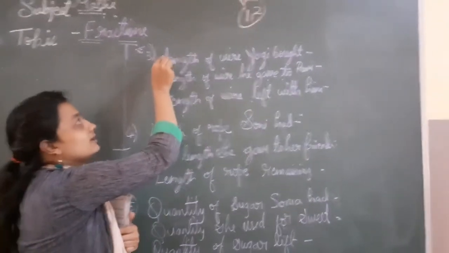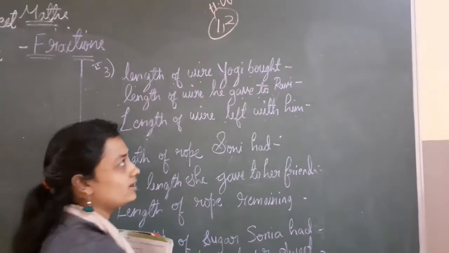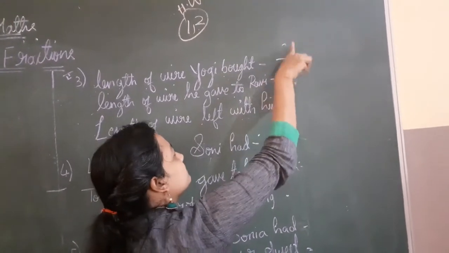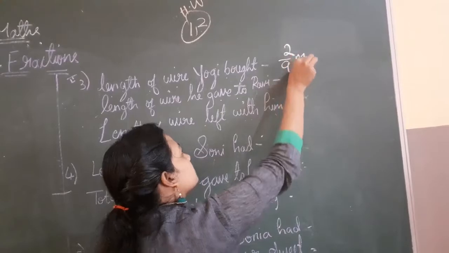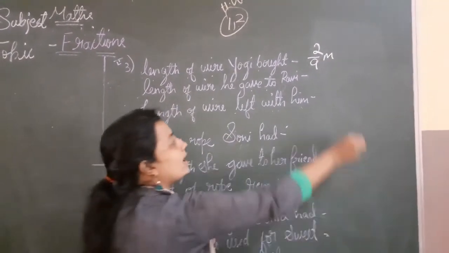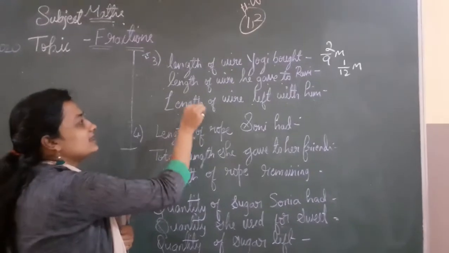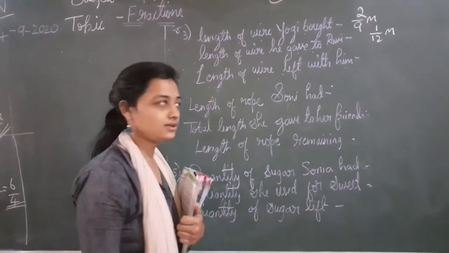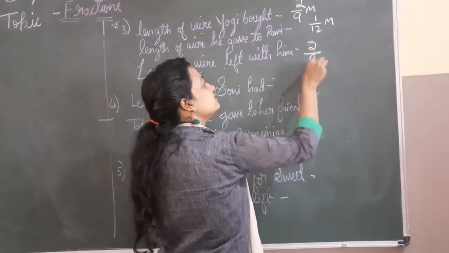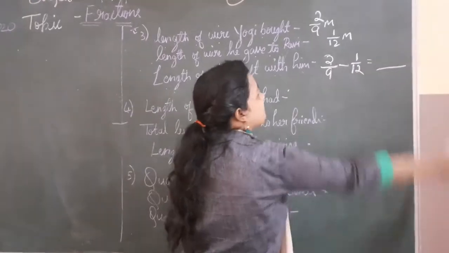The first statement: length of wire Yogi bought. How much is the length of wire he bought? It is 2 by 9 meters. And how much did he give to Ravi? It is 1 by 12 meters. What should I find? I should find the length of wire left with him. So what should I do? I should subtract 1 by 12 from 2 by 9. Let us subtract and find the answer.